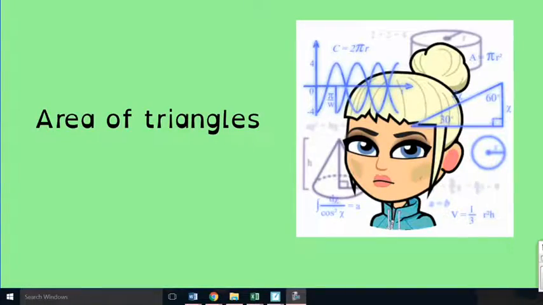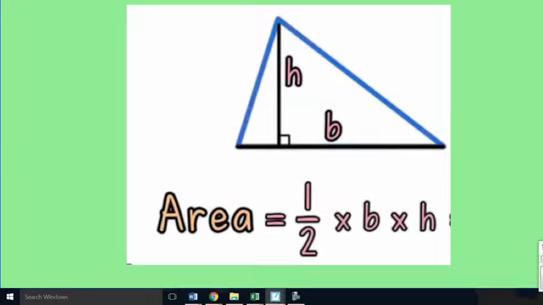Okay, so yesterday we looked at area of rectangles. Today we are moving on to a Year 6 objective, the area of triangles. We have done this many months, weeks ago, so we are just going to refresh our brains on how we go about doing this. Here we go.